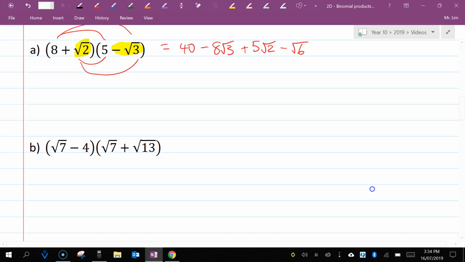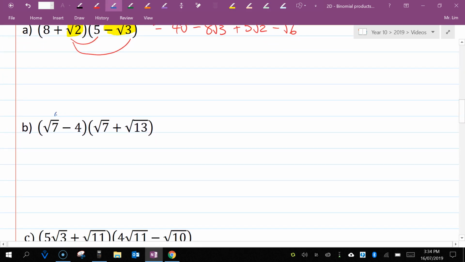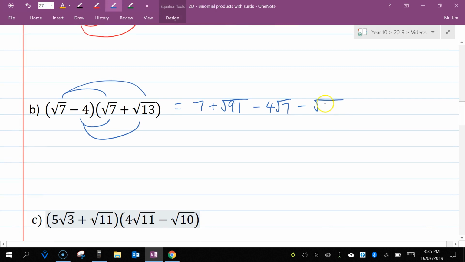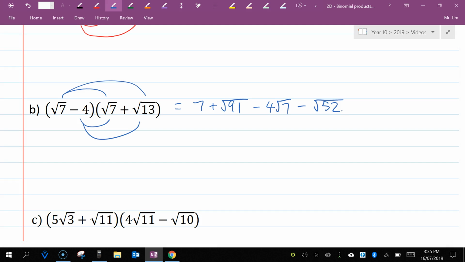Question B. Again, we use the FOIL method. Root 7 times root 7 is 7. Root 7 times root 13 is root 91. Minus 4 times root 7 is minus 4 root 7. Minus 4 times root 13 is minus root 52. And that's it. Okay, we don't have any like terms here, so we can't simplify it.